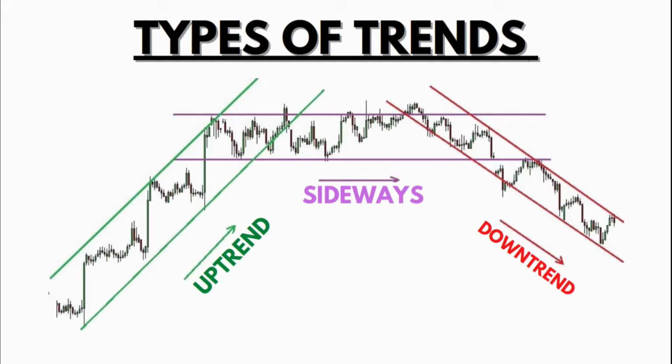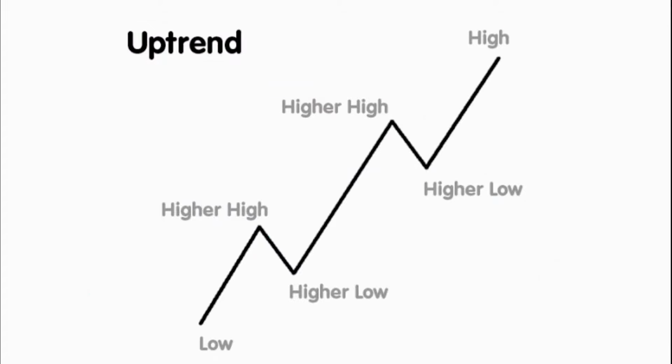So what we need to do is understand what an uptrend consists of, what a downtrend consists of, and what a sideways market consists of. So let's get started. An uptrend is just a series of higher highs and higher lows. If a trend is continuously making higher highs and higher lows, then it is an uptrend. Now what are higher highs and what are higher lows?